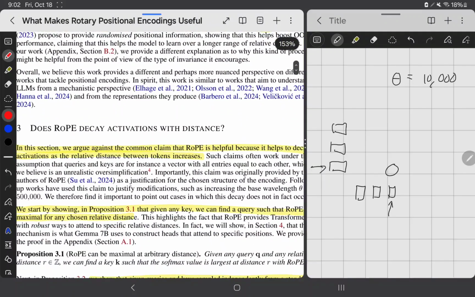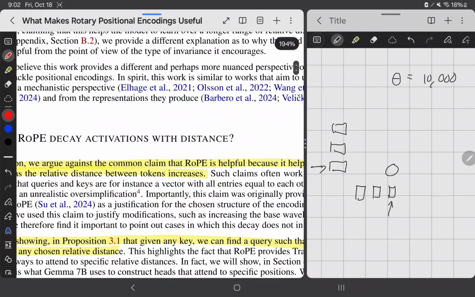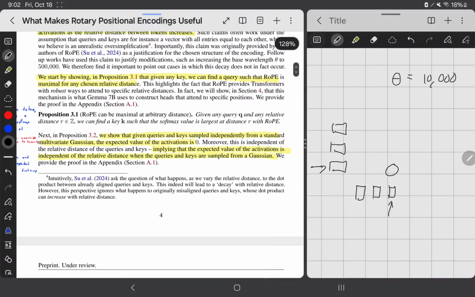So the first thing they look at is, does RoPE decay activations with distance? This is basically one of the biggest claims with RoPE, or one of the explanations for RoPE, that it decays as distance increases from a token. So you have your attention scores for some token. It's very high whenever it's close, and it's low whenever it's far. And they show that this is not the case.